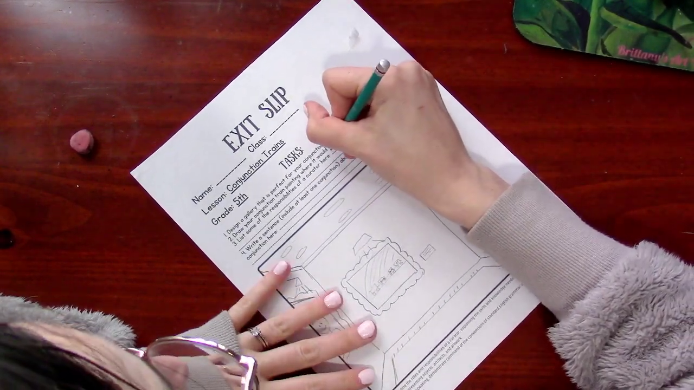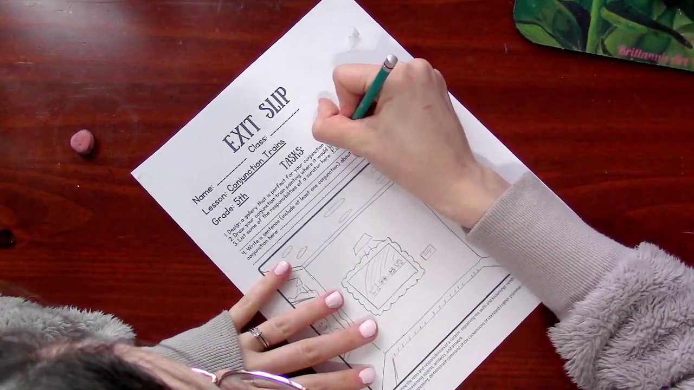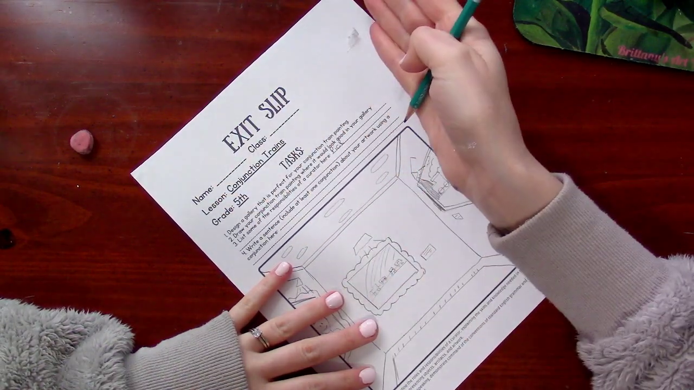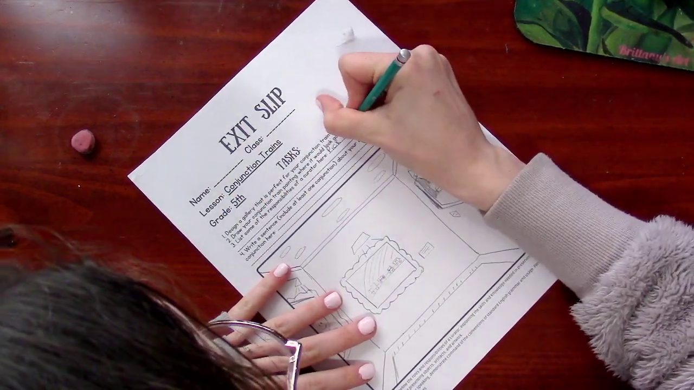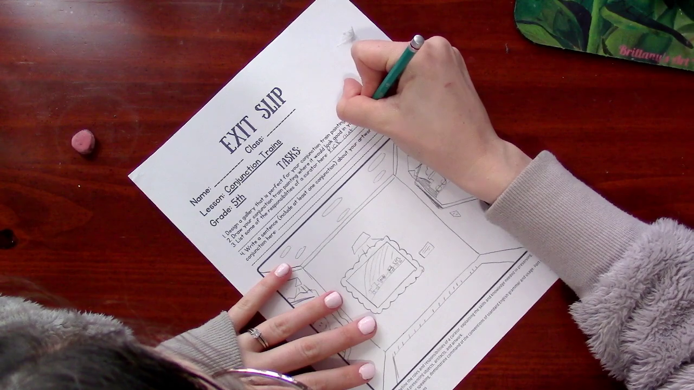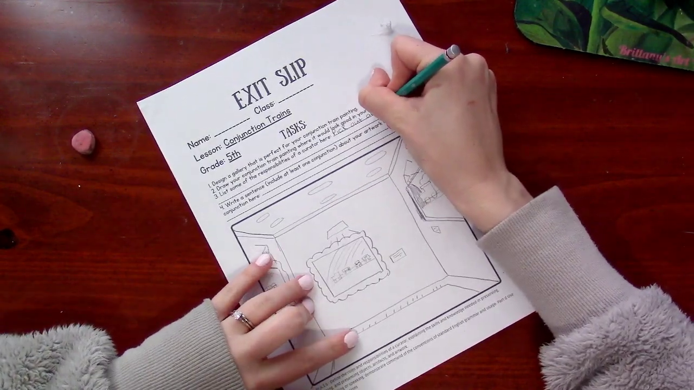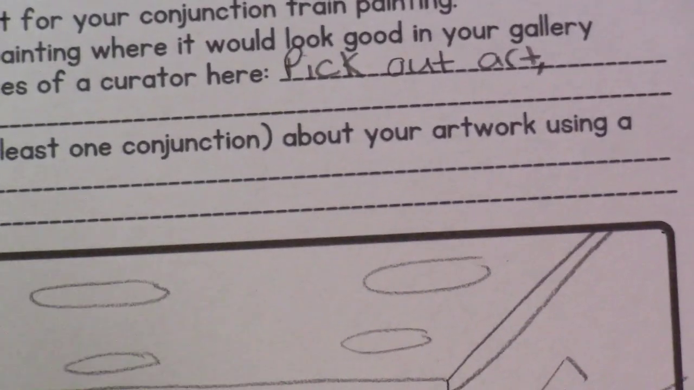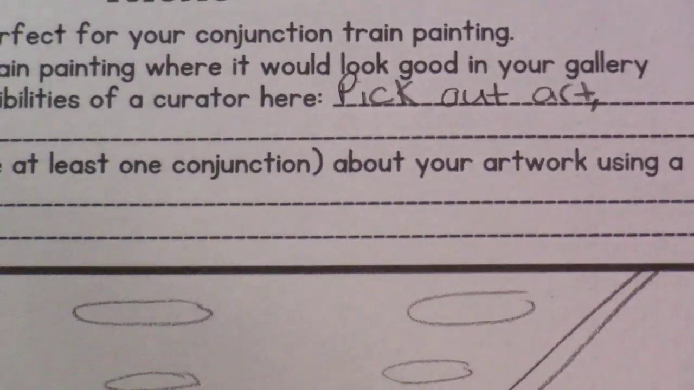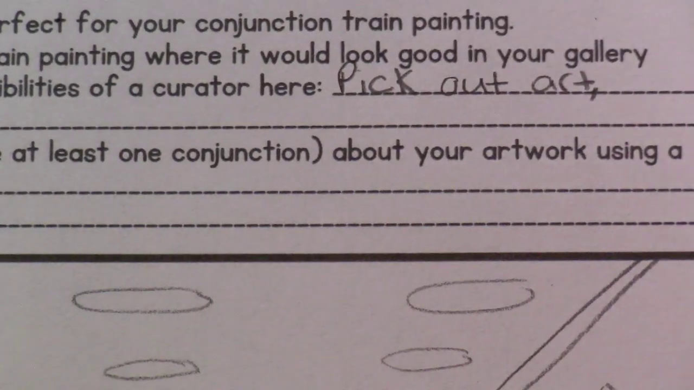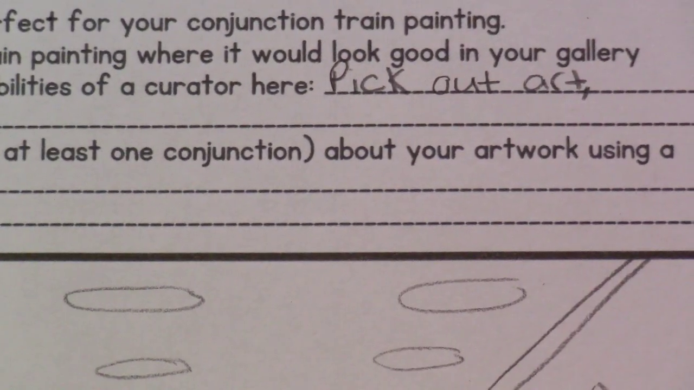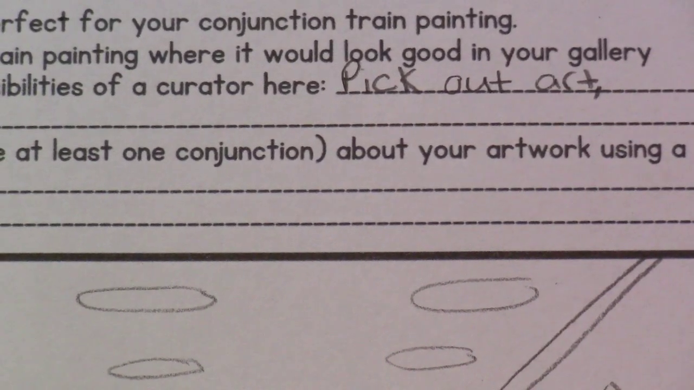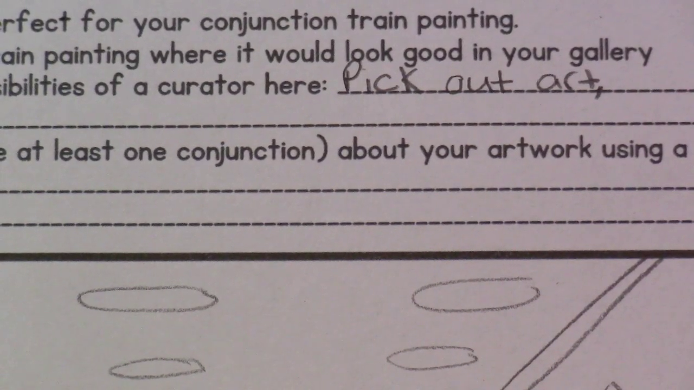So we're going to write pick, P-I-C-K, or you can write whatever your answer was, out art. Okay, and I'll zoom in so you can see how to spell all those words. Pick out art, but again, this is 5th grade, so you guys probably know how to spell all this. Pick out art. And who can raise their hand and tell me another thing that the curators are responsible for doing?